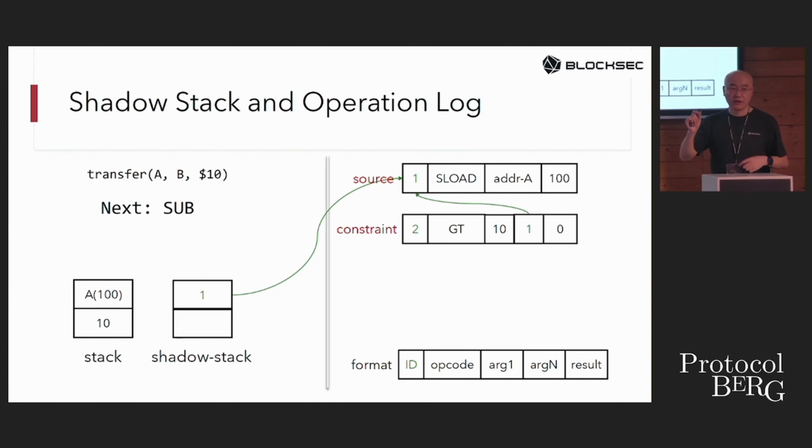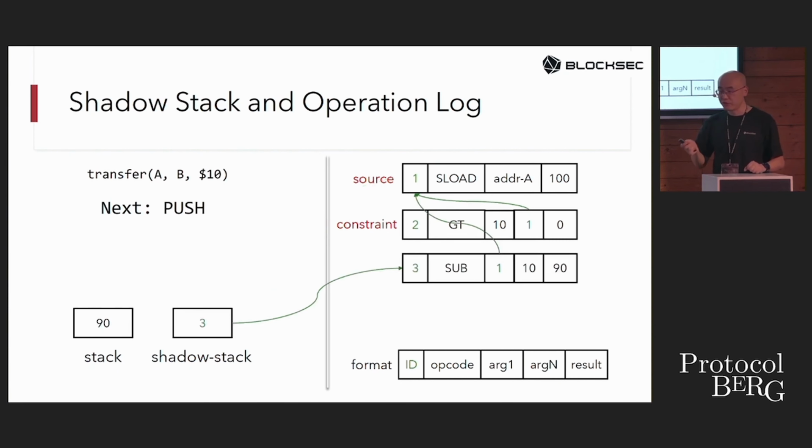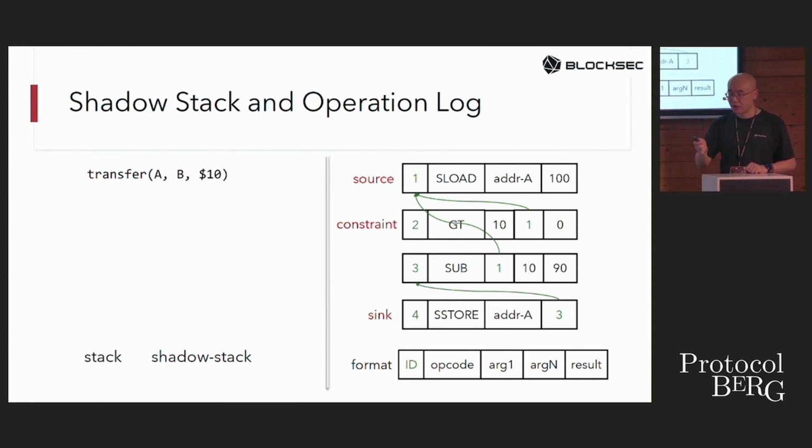Next, we will perform a sub opcode, because we need to deduct the balance from account A. So we will input the third entry in the operation log. This operation log is a sub instruction, using the output value from the first operation, and it will deduct 10. So this is the third operation. And after that, we have the SSTORE. We will commit our result to the address A.